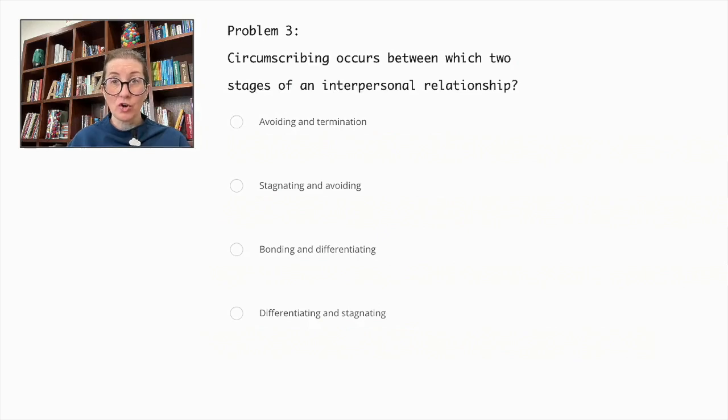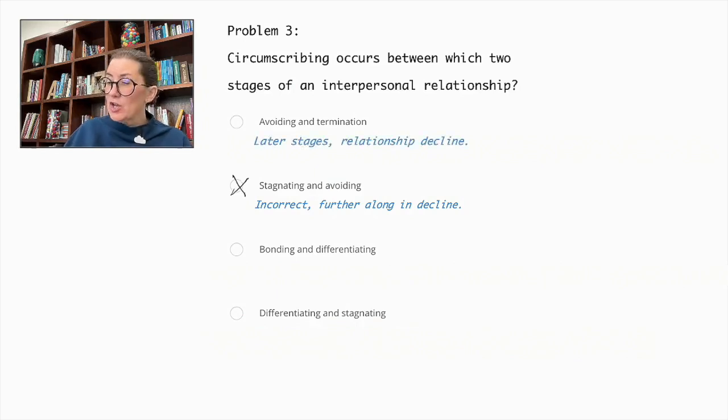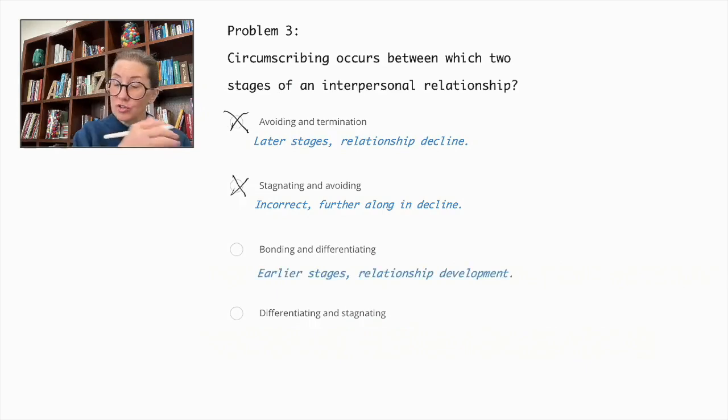Circumscribing does not occur between stagnating and avoiding, as these stages are further along in the relationship's decline. So we can cross that out. Avoiding and termination is even later, so we can cross those out as well. Bonding and differentiating is earlier, so we can eliminate that as well.